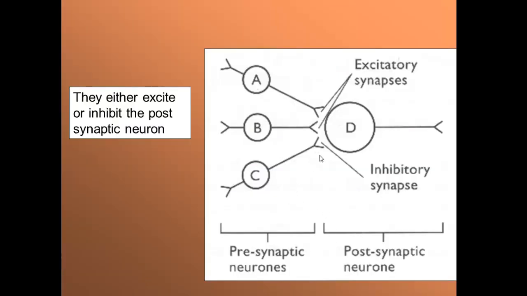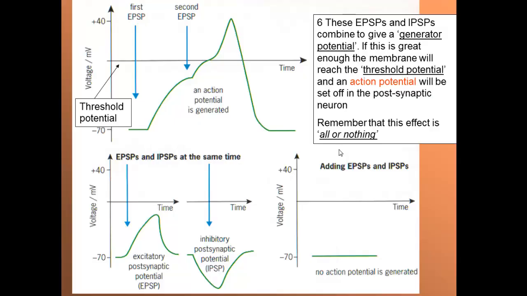As a consequence, we can either have excitatory synapses, that is, a synapse which makes it more likely that an action potential will fire off in the postsynaptic membrane, or we could have an inhibitory synapse, i.e. one that makes it less likely that an action potential will start off in our postsynaptic membrane. And let's have a look at these graphs to see what it is.